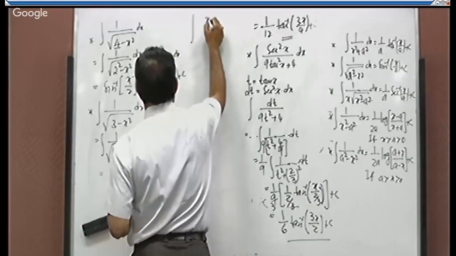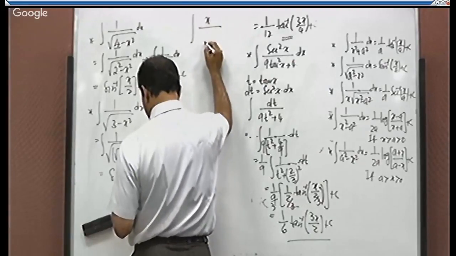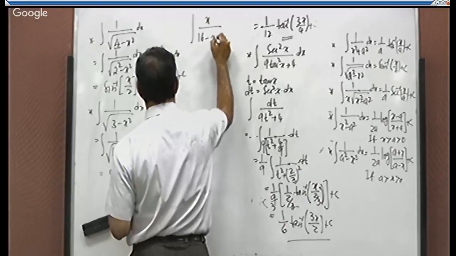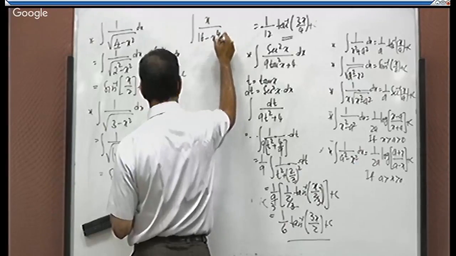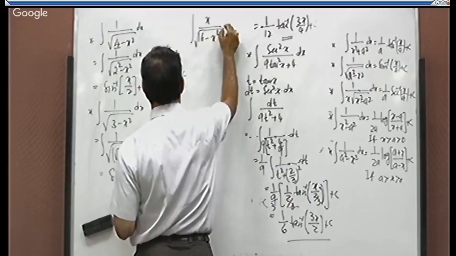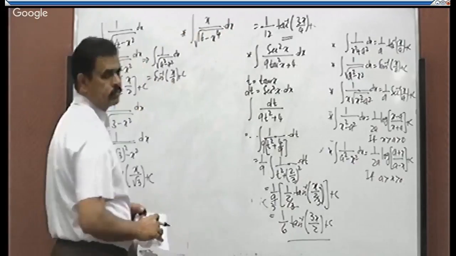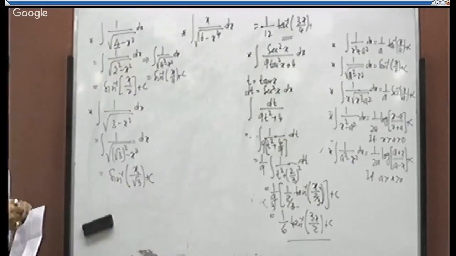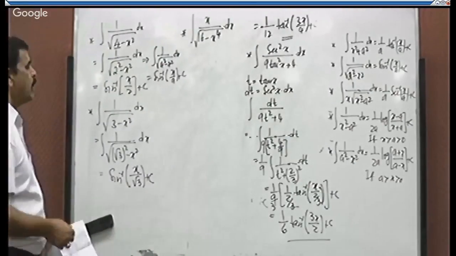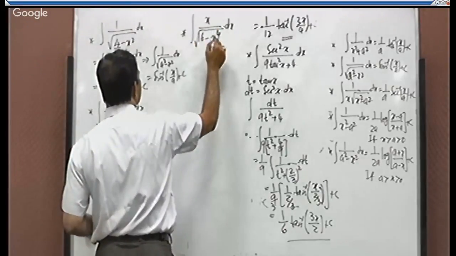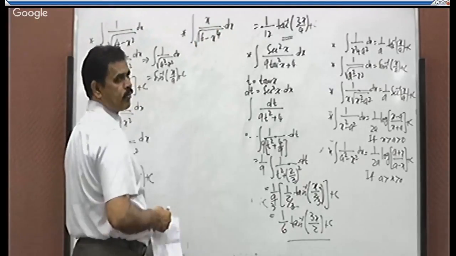Next one, integration of x divided by root of 16 minus x to the power of 4 dx. See, it is a little bit different problem. In the numerator, we have x, correct? In the denominator, it is x to the power of 4.